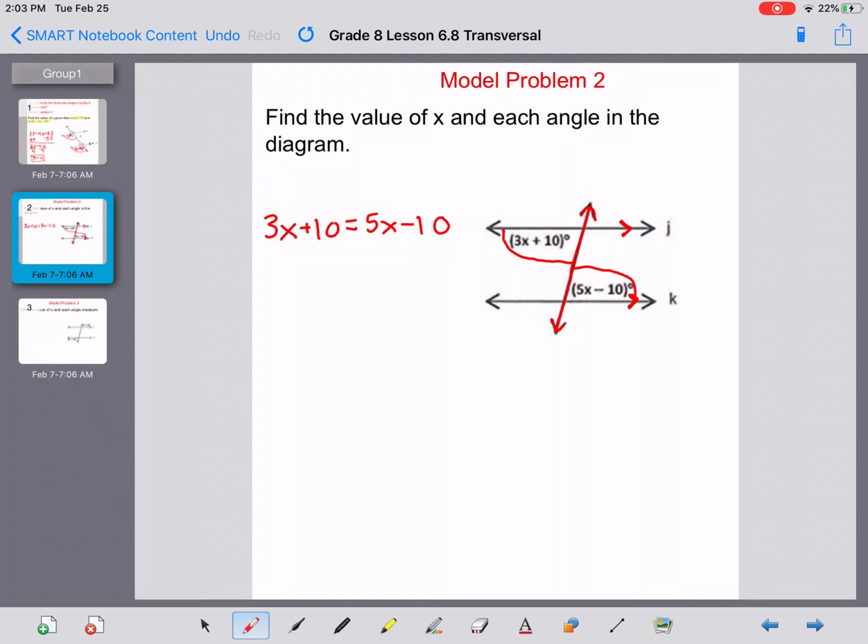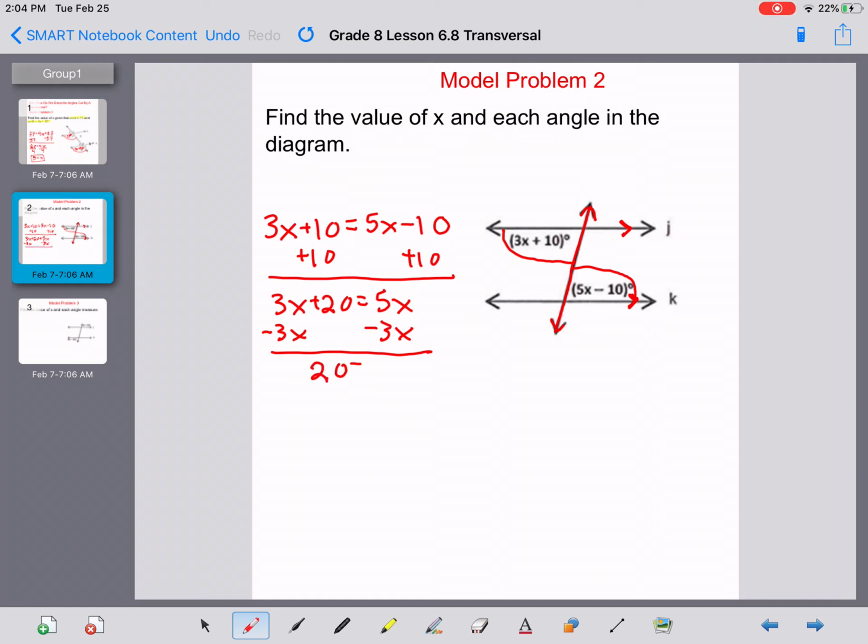Now I'm going to solve this equation. I can add 10 to both sides. 3x plus 20 equals 5x. Subtract 3x from both sides. 20 equals 2x. Divide both sides by 2. 10 equals x.